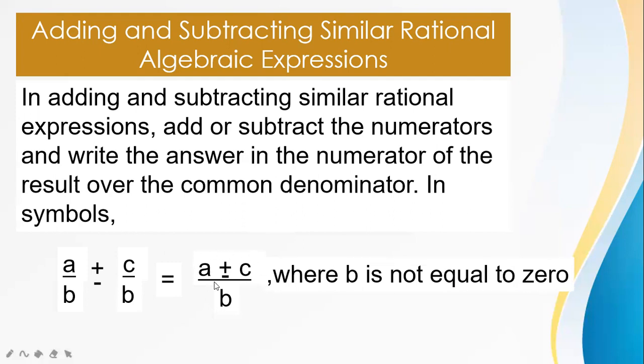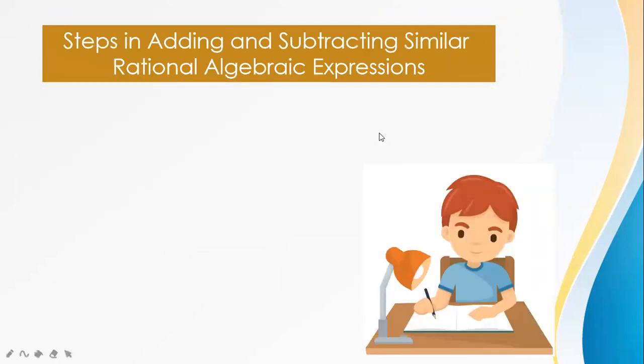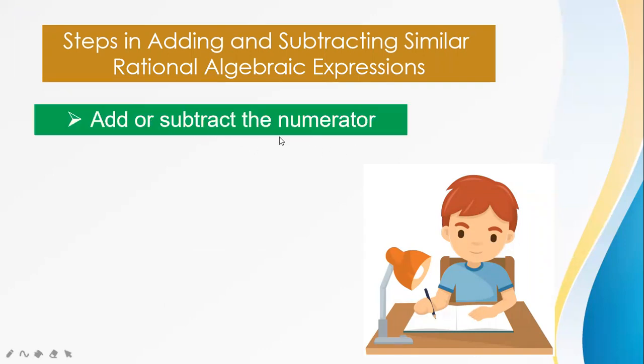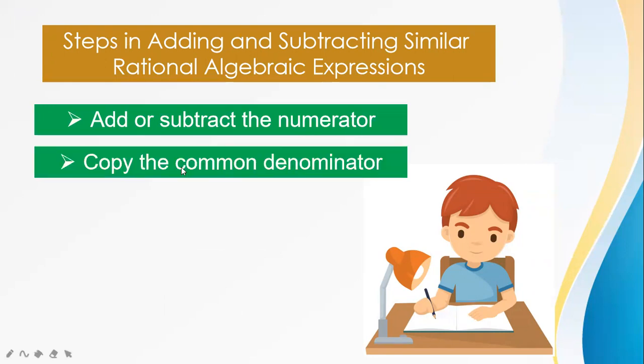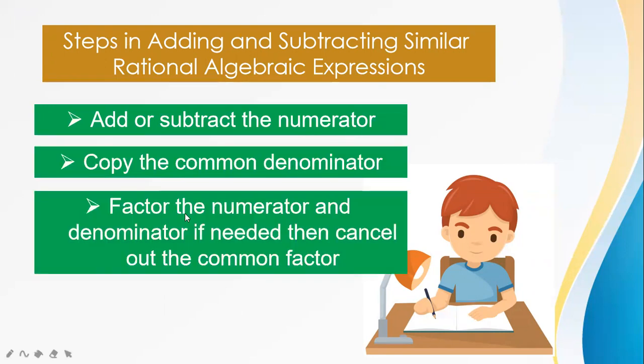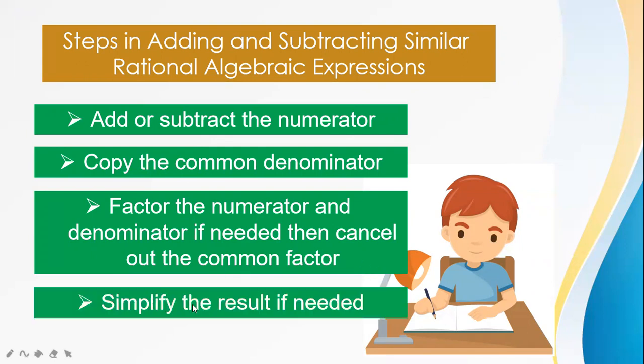So, ito yung symbol natin. Yung numerator, add mo or subtract mo, then over B, the common denominator. So, pareho lang yun sa adding and subtracting similar fractions. So, ito yung mga steps in adding and subtracting similar rational algebraic expressions. Add or subtract the numerators, then copy the common denominator. Next, factor the numerator and denominator if needed, then cancel out the common factor. Then simplify the result if needed.